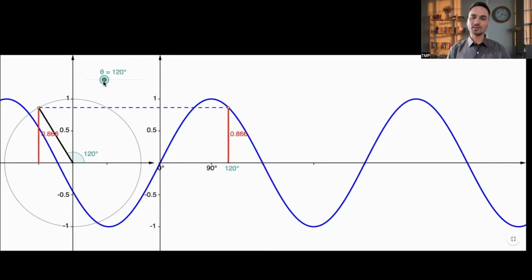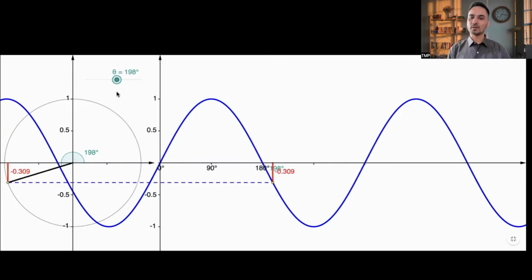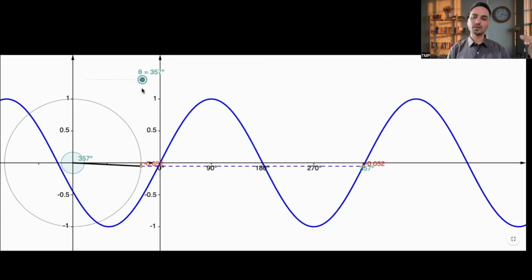And when you move into the second quadrant, the value starts decreasing and it becomes 0 when you are at 180 degrees. And it further decreases to -1 when you are at 270 degrees. And it again becomes 0 when you are at 360 degrees.